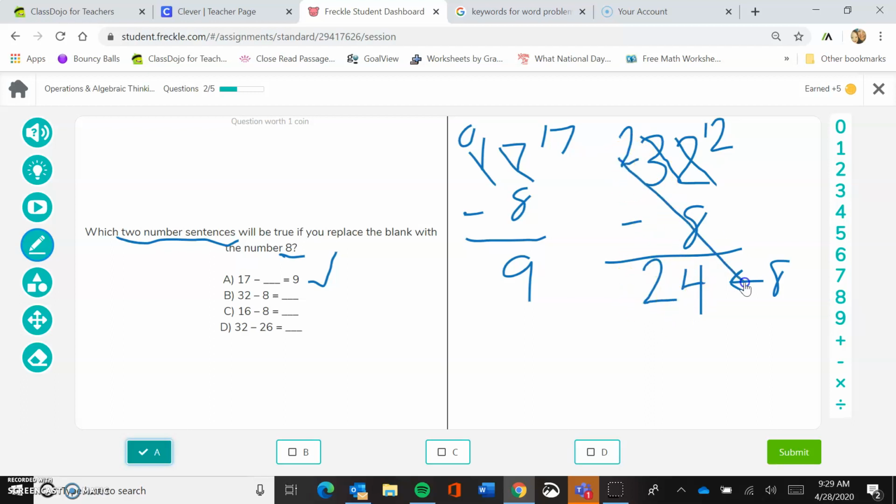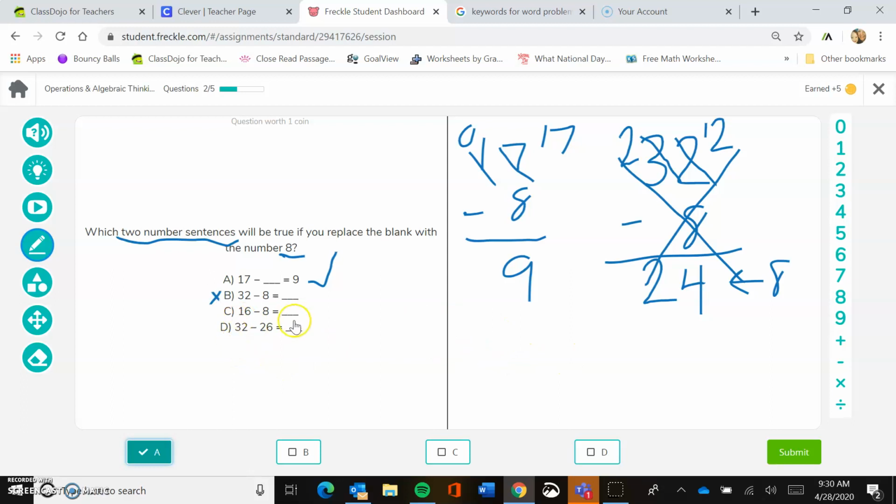So I don't think that one's going to work out. 8 couldn't be the answer here. That's impossible. I could have even probably figured that out had I just put it in there and looked at it. It would not make sense. But if you need to work it out, that's fine. All right. So this one, no, that cannot be the answer.